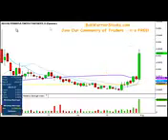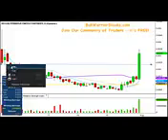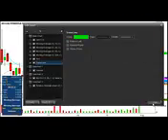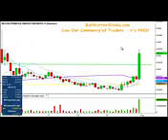Other levels of support that were created today were former levels of resistance. One being right here, you can see it acted as support over here and then resistance, but now that the price has closed back above it, it is a level of support, and that level is at 0.0024. So 0.0024 was a newly formed level of support today.